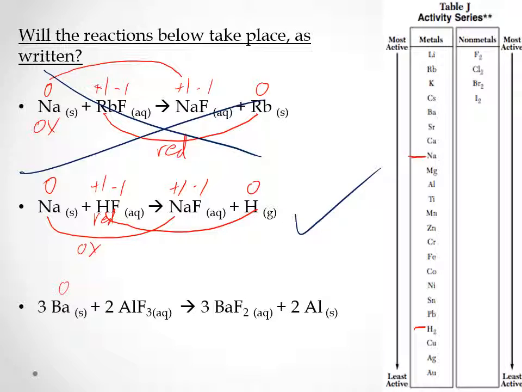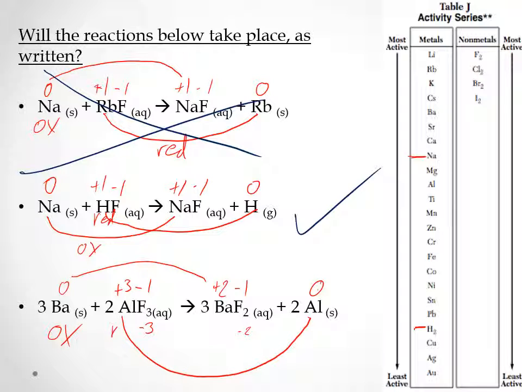On the bottom, barium with a 0, fluorine with a -1. Altogether, these three fluorines are -3. Aluminum is +3. Aluminum over here with a 0 charge, fluorine with a -1. Altogether, it's -2. So this barium right here would have to be a +2. Barium goes from a 0 to a +2, so barium is the one that's oxidized. Fluorine's -1 on each side, it's the spectator ion. Aluminum going from a +3 to a 0, aluminum would be the one that's reduced.